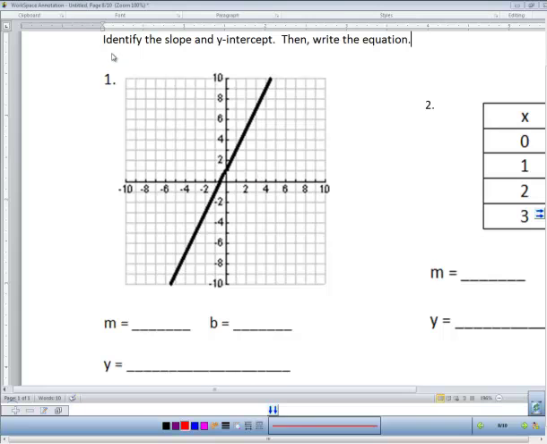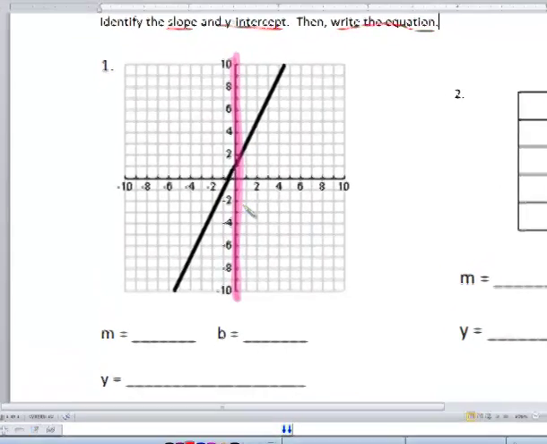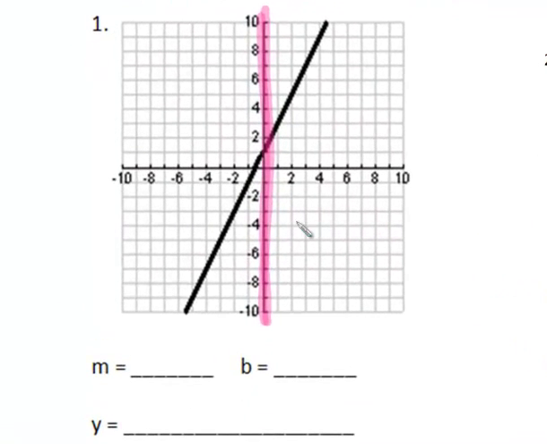Okay, so for this first one we are identifying the slope and the y-intercept and then writing out the equation. We're first going to start off with the y-intercept. When we find the y-intercept, we are looking for the point that crosses my y-axis, so the point on the line that crosses this pink line. I go to my y-axis and I see what point my line crosses. Well, that point right here is (0, 1).